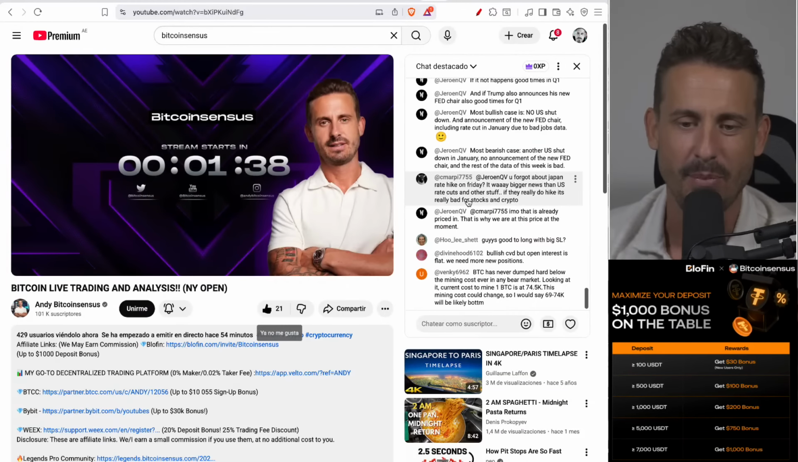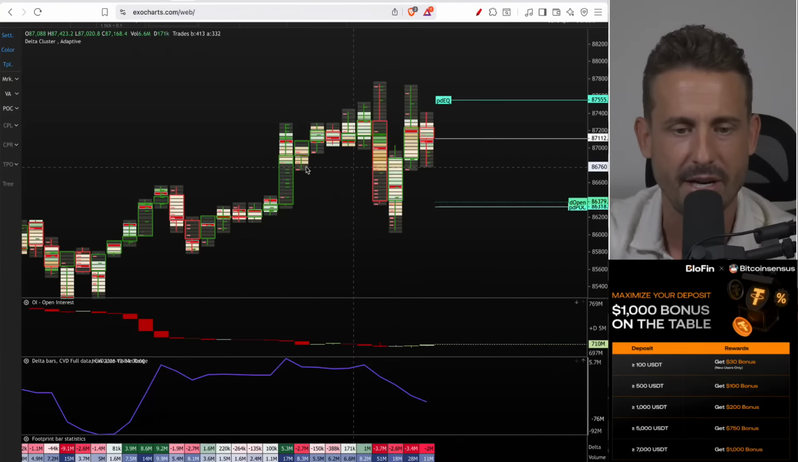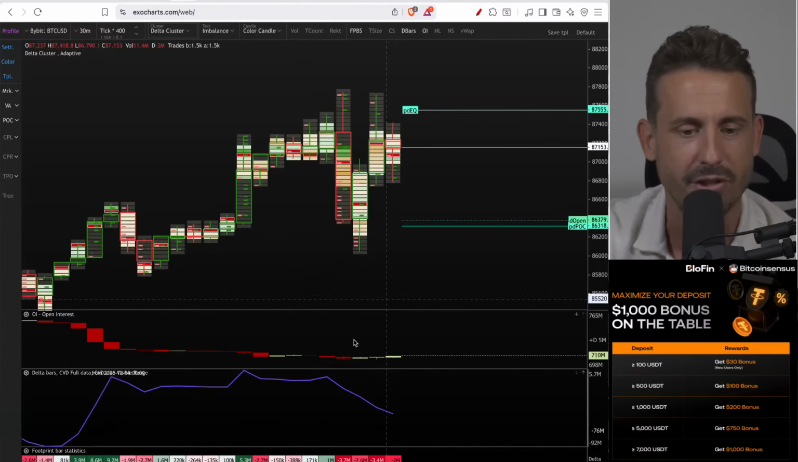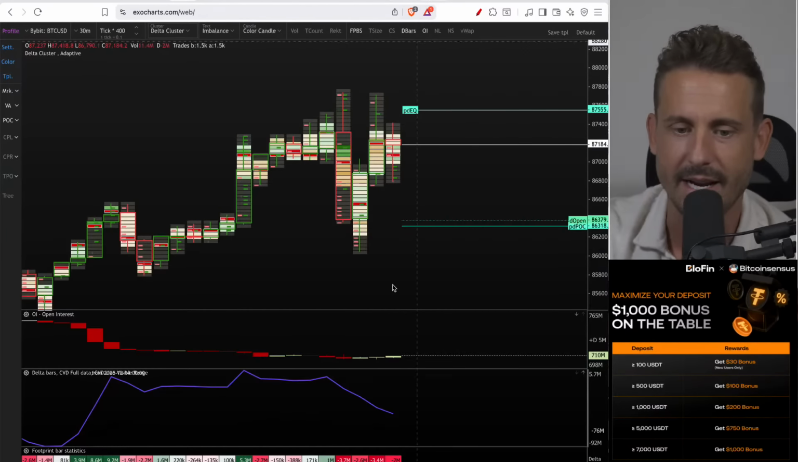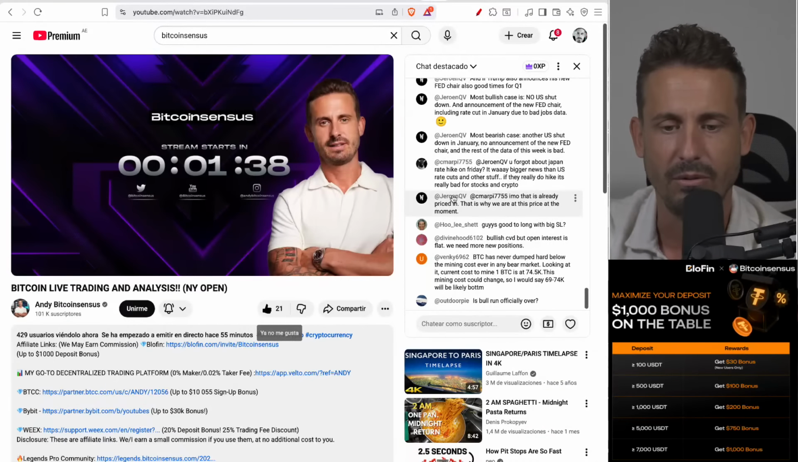Bullish CVDs, but open interest is flat. We need more new positions. Very, very true, we haven't checked open interest. Open interest is pretty damn flat, that is for sure. As Divine Hood is saying here, very, very flat open interest. We're looking for internal local moves.